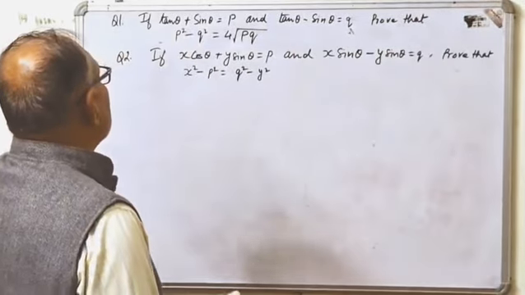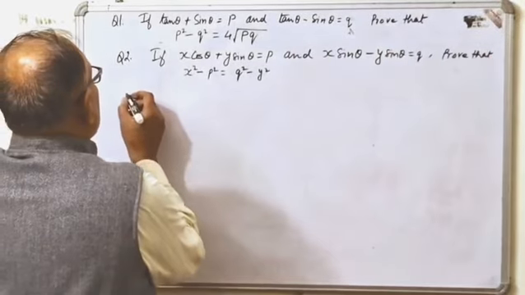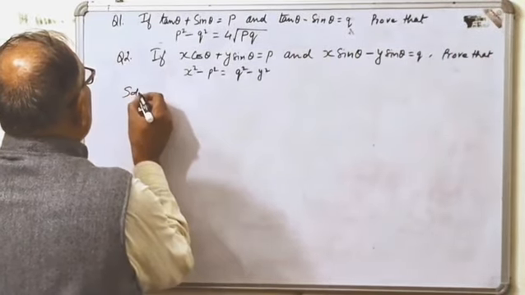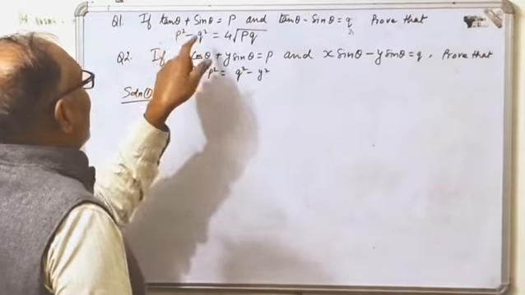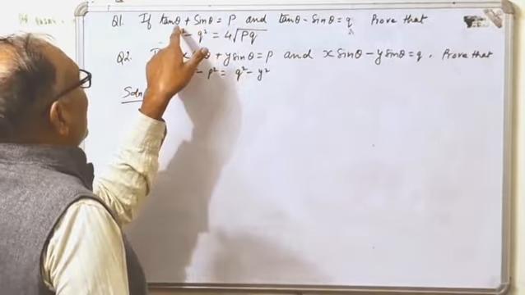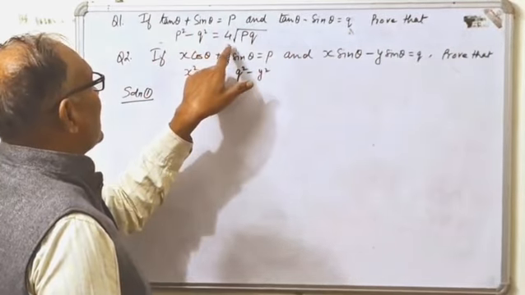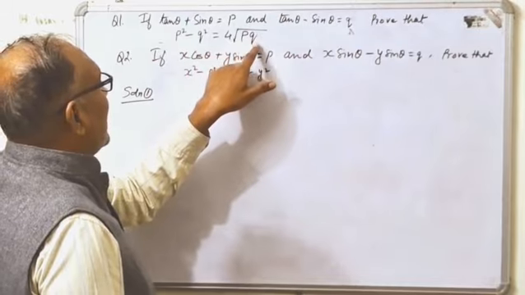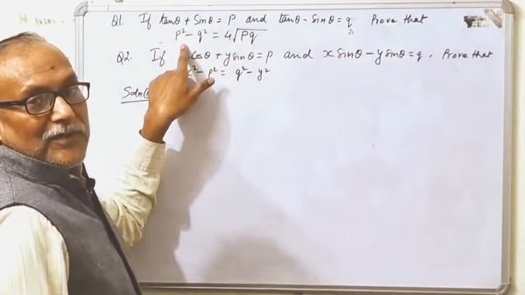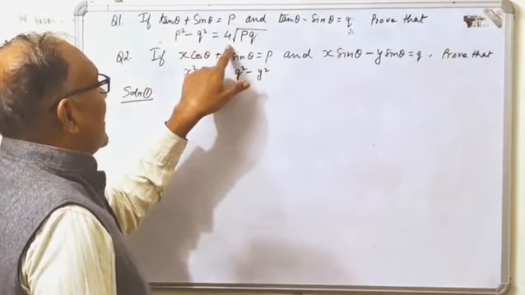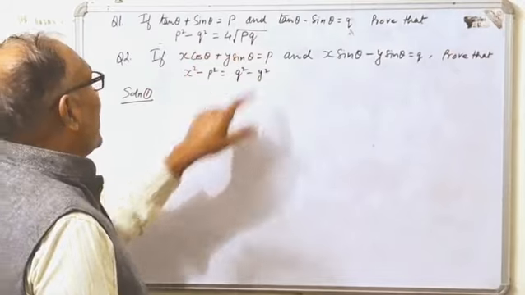So the solution of the first question is solution 1. Now to prove that P square minus Q square equals 4 under root P into Q, we will start from the LHS of this statement. P square minus Q square equals 4 under root PQ.